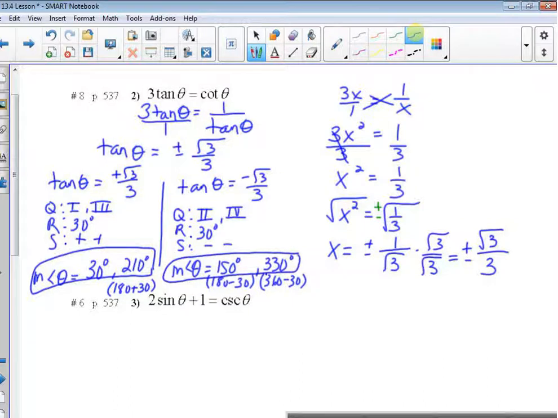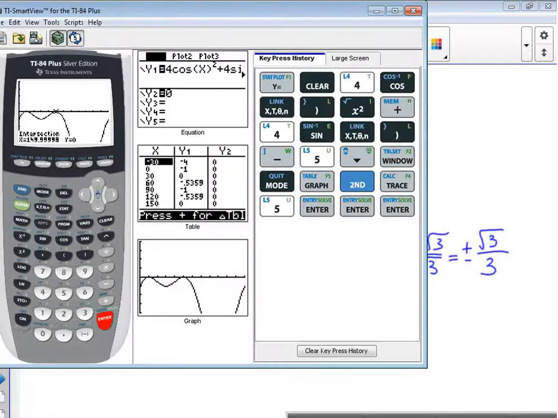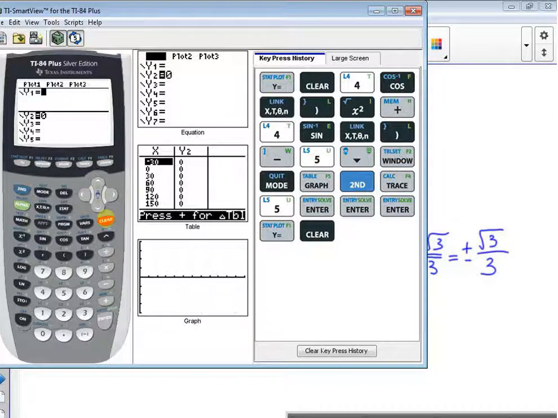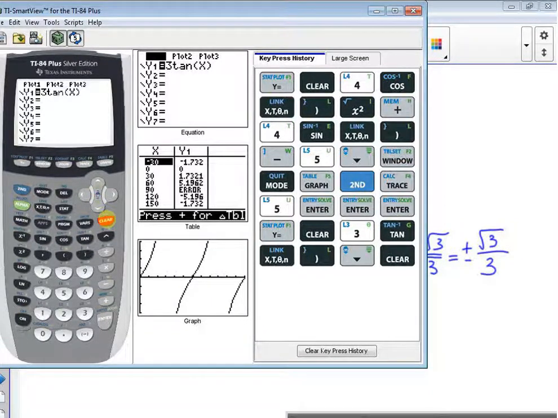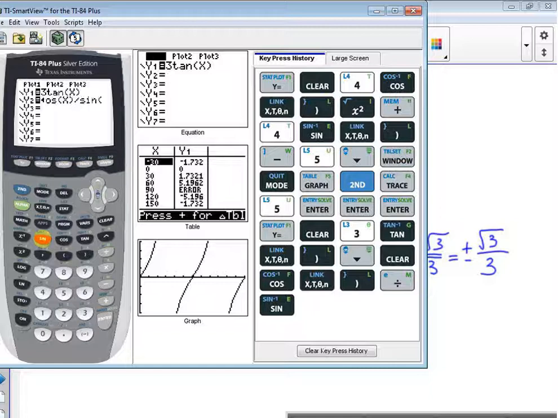And again, if you wanted to check that, they should intersect at those points. Let's take a look at that real quick, though. We're going to have some undefineds here. So if you are going to check this one, I would enter in 3 tan, and then in y2, I would enter in not 1 divided by tan, but cos divided by sine. Talked about this back in the graphing chapter. And then this way you do not get the undefineds.